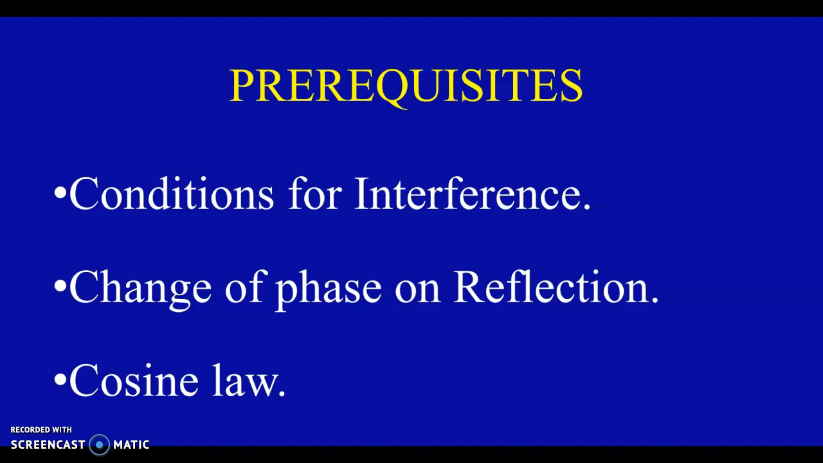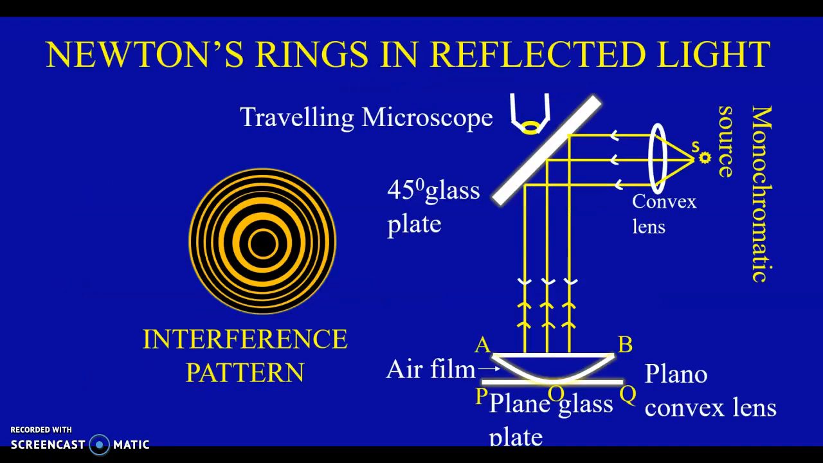Prerequisites. In order to understand the formation of Newton's rings, one must have a basic knowledge of conditions for interference, change of phase on reflection, and cosine law. This I have already discussed in our previous videos. You can refer to them.